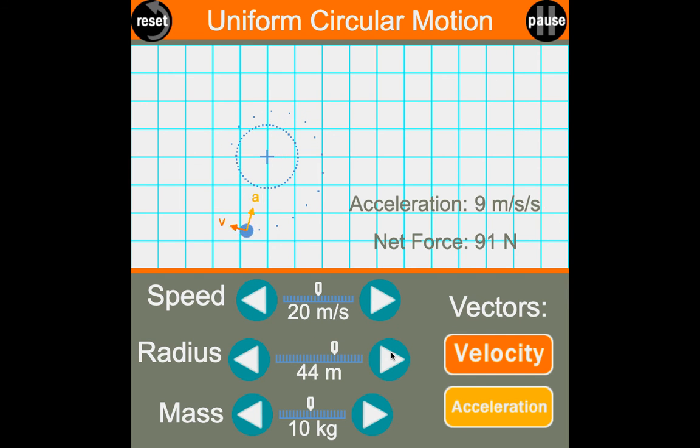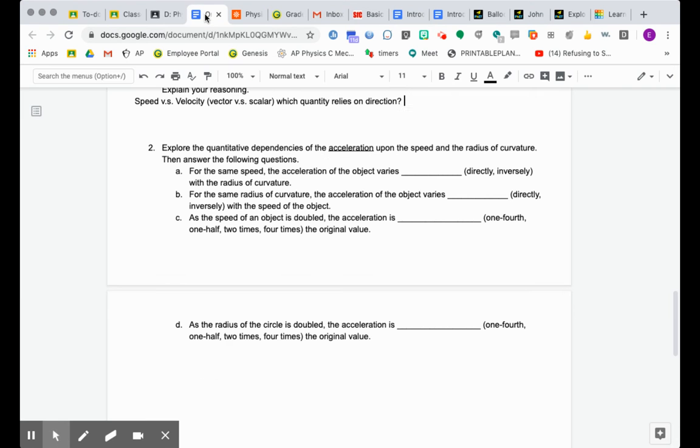As radius increases, what happens to the acceleration? As radius decreases and speed stays the same, what happens to the acceleration? Okay, number 2, part B.